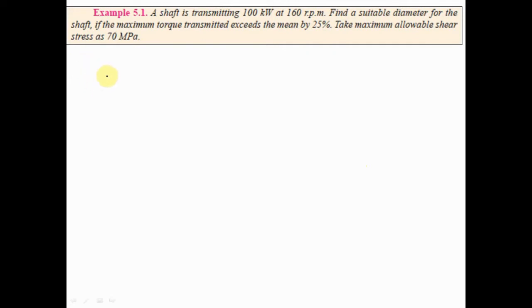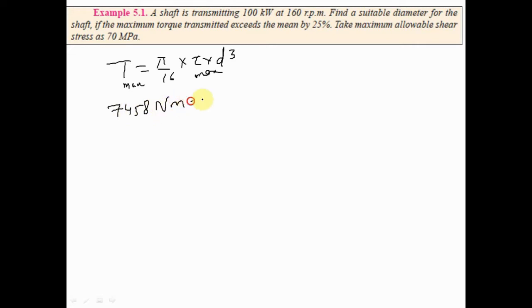That is, we have to use this equation, T is equal to pi by 16 times tau times d cube. So here if you substitute the value of T max, the corresponding shear stress has to be maximum, and that is given in the question: the maximum allowable shear stress is 70 megapascal. So corresponding to the maximum allowable shear stress, whatever torque we get will be maximum. So here we have to substitute the value of T max, that is 7458 Newton meters.